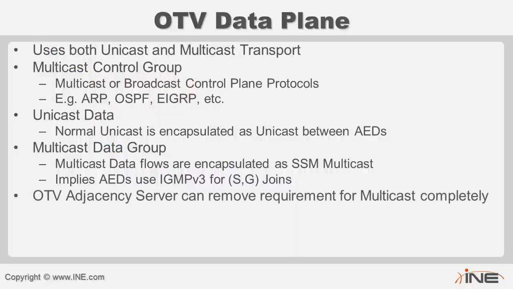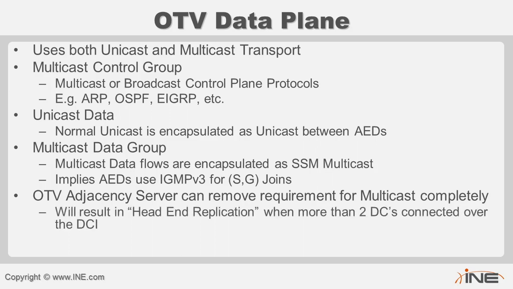So we're going to go through this looking at the OTV configuration on the edge. We'll look at what actually happened in the core of the DCI, what type of traffic is running as the multicast control plane group, what is running as the multicast data plane group, and what is running as the regular unicast data plane. Then we'll look at the configuration of using the adjacency server, which is essentially going to remove the requirement for multicast. But in the case that we have more than 2 data centers that we are connecting over the DCI, we would not want to use this.